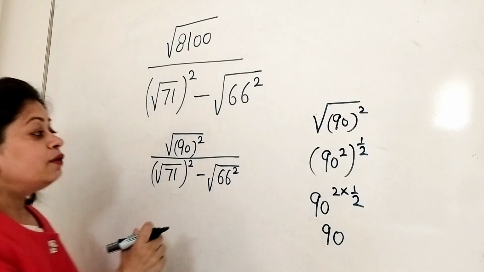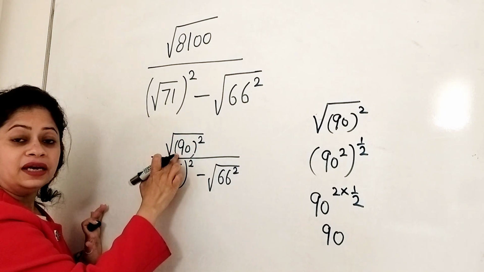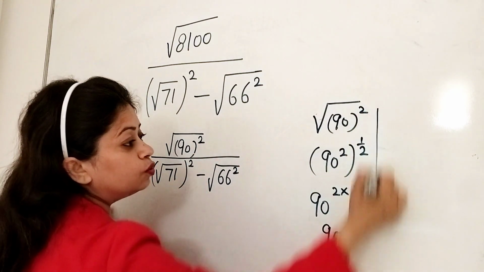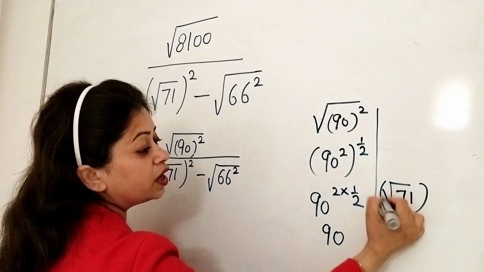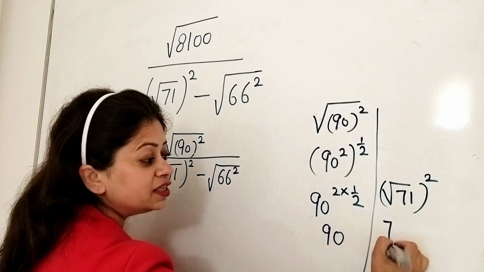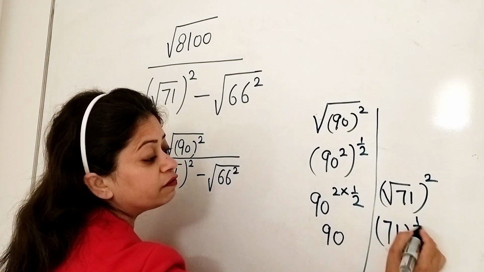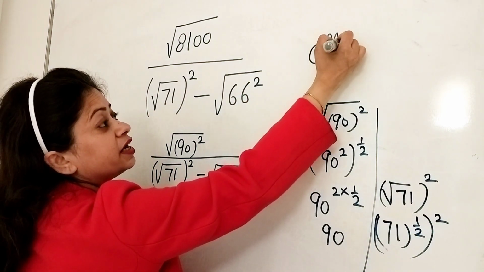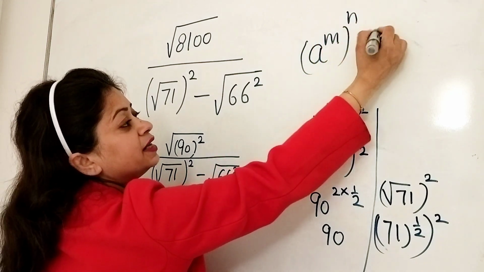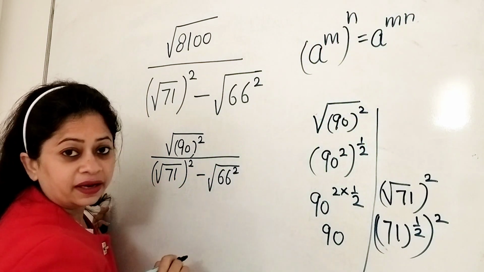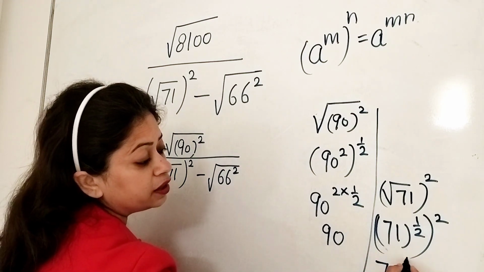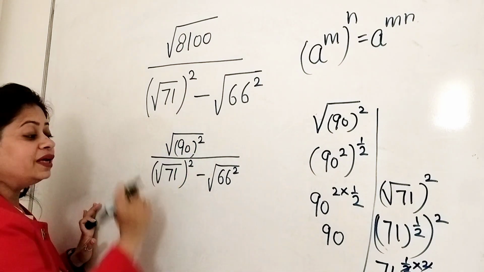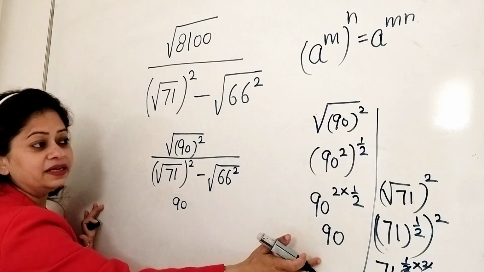Similarly, suppose we have this thing under root of 71 whole square. What does this mean? This means 71 raised to power 1 by 2, raised to power 2. And we know this trick that a raised to power m raised to power n is actually a raised to power mn, right? So this is 71 raised to power 1 by 2 times 2. This is actually 71. So what do we get here? This one is 90, right?